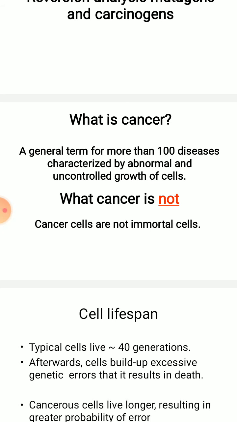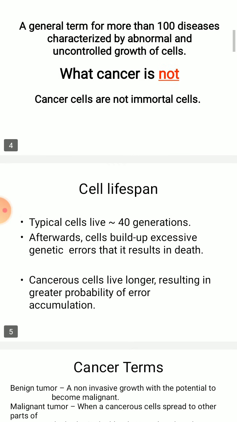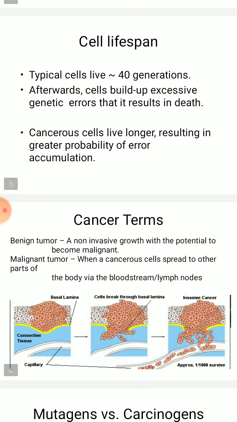What is cancer? A general term for more than 100 diseases characterized by abnormal and uncontrolled growth of cells. What cancer is not, actually, is immortal cells that will not die. Cell lifespan: typical cells live about 40 generations. Afterwards, cells build up excessive genetic errors that result in death. Cancer cells live longer, resulting in greater probability of error accumulation.